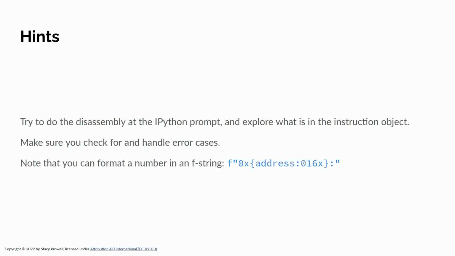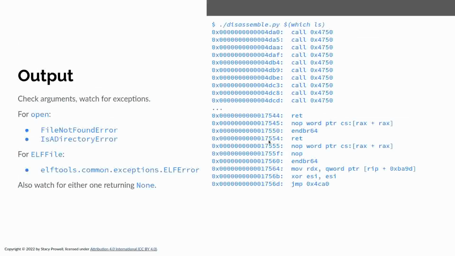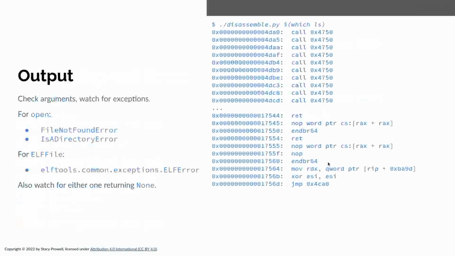You can format that number I showed you right here. I created that using an F string, so you put a little f in front of it. I put the 0x prefix, and then here's address, which could be a variable name, colon 016x. It says pad with zeros to 16 places and write in hex. So it looks a lot like a C format string, except with a curly bracket and a colon. And so you get 0x, 16 hexadecimal digits, and then a colon.